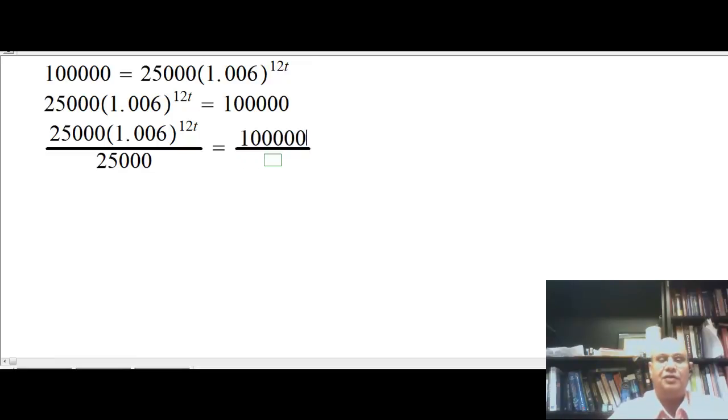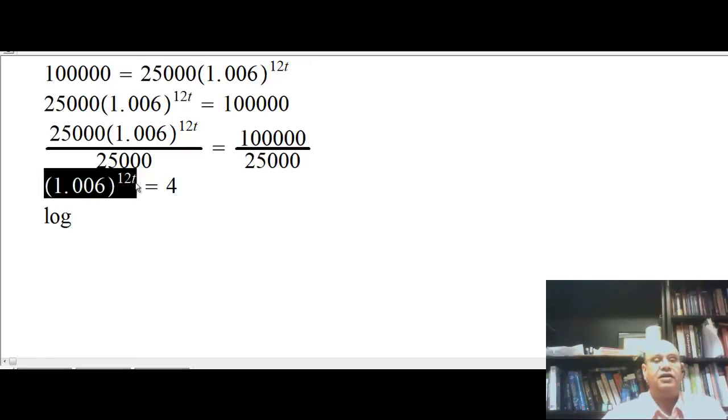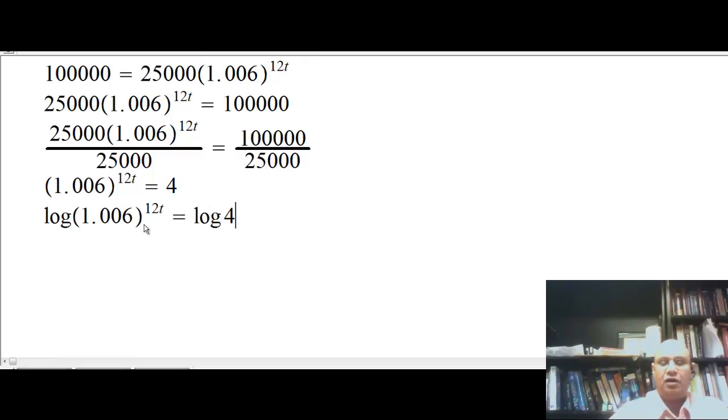Okay, good. So the 25s on this side cancel, and you simply get the following. This equals 4. Now I have to pull this down. Remember we talked about it a few moments ago. Who will pull it down? Log. So let's take log of both sides. We take log of this side, which equals log of 4.